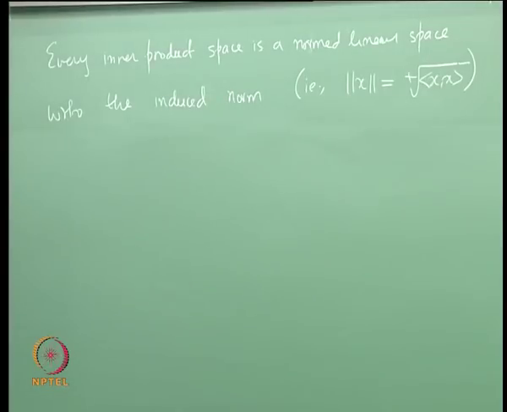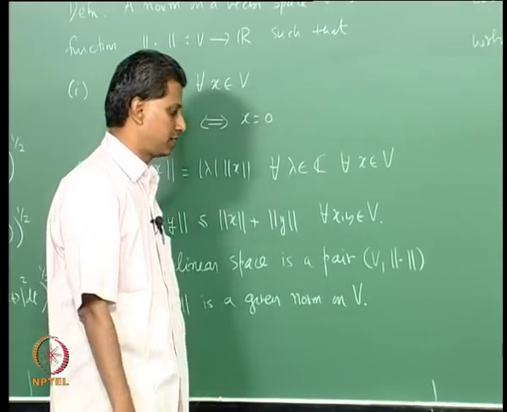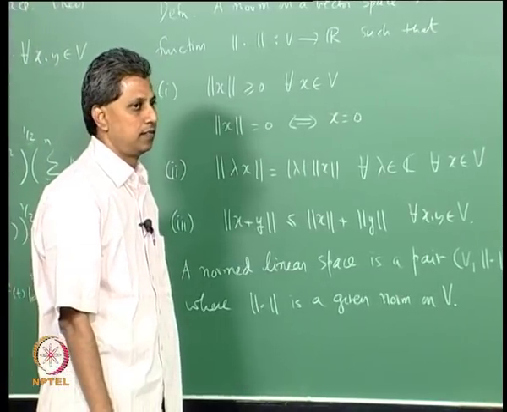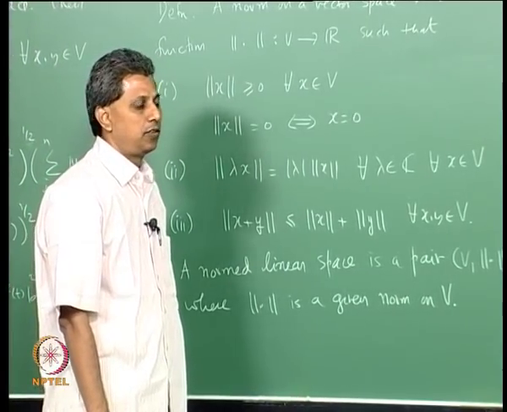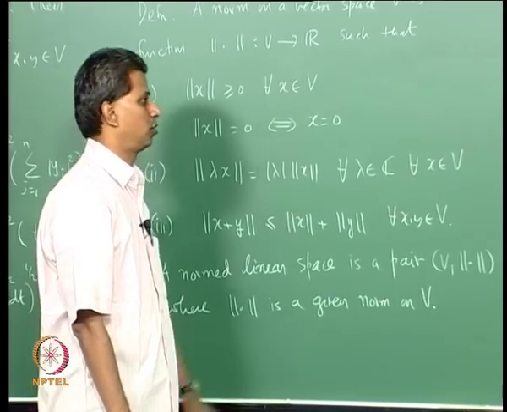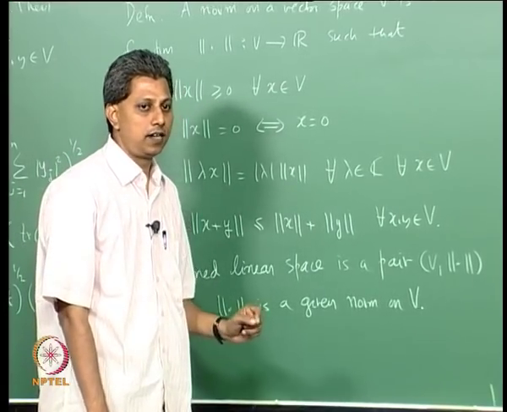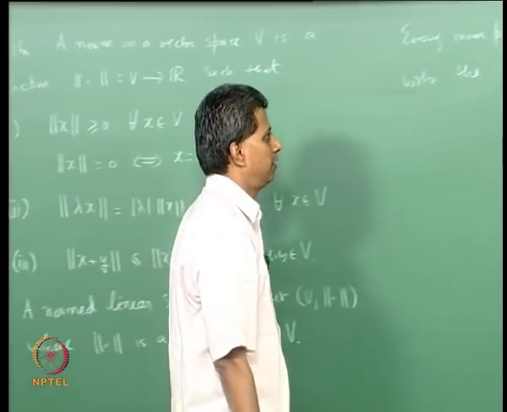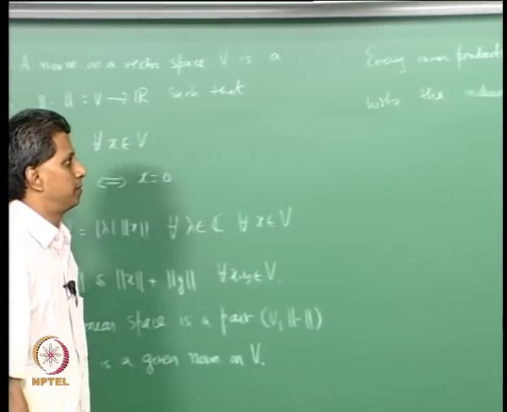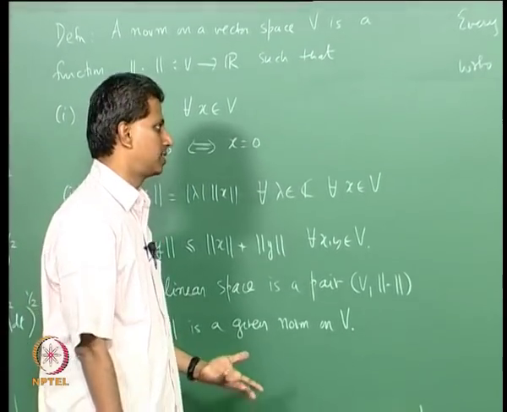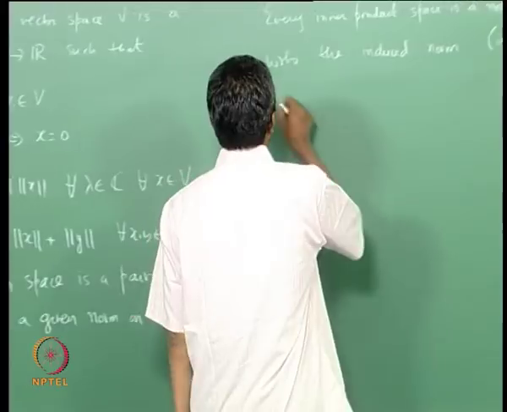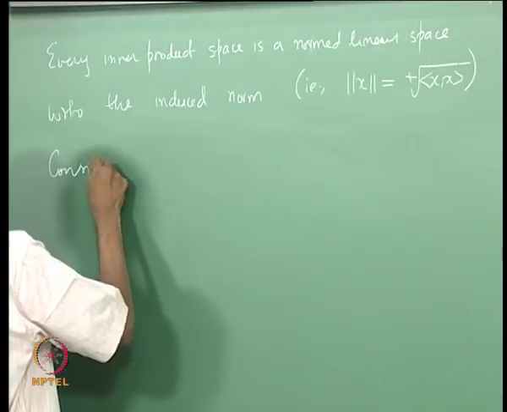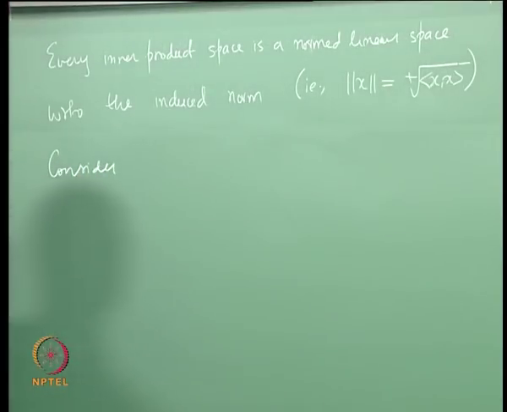What is also important is to observe that on a given vector space you can define several norms. On a given vector space you can define several norms, and what can be shown is that not all norms are induced by an inner product. Now let me give you at least two different norms on Cn, for instance. These will also serve as examples of normed linear spaces.